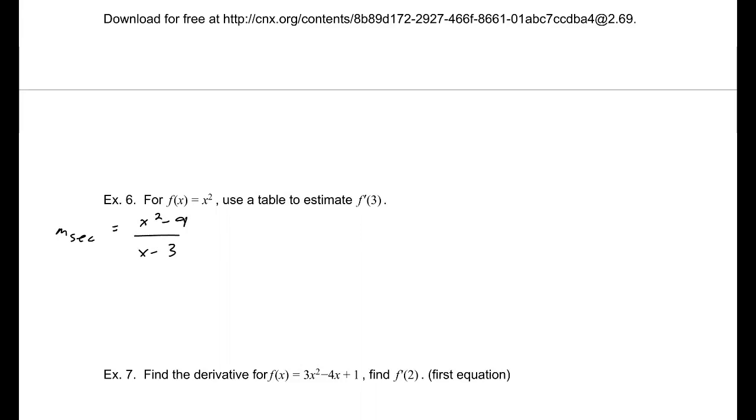Now, we want to know what this approaches, so we're really looking at a limit. So f prime of 3 is the limit as h goes to 0, or as x approaches 3, of x squared minus 9 over x minus 3. It's that limit. So if we look at a table, I'm going to make a table of the function x squared minus 9 over x minus 3.